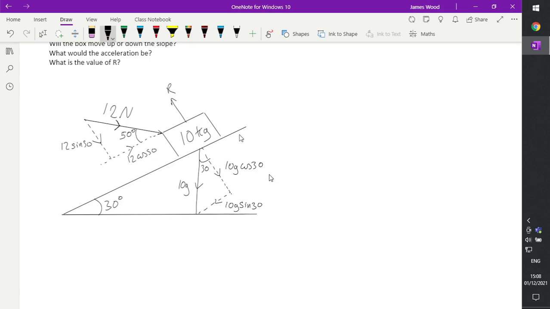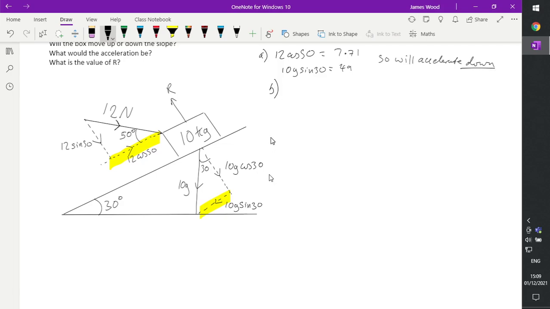Now, the first question is just which way is it going to accelerate? Is it going to go up the slope or is it going to go down the slope? So to work that out, I just need to compare this force here, which is pushing up, with this force here, which is pulling it down. So 12 cos 50 is 7.71. And 10g sine 30, that is 49. So this force here is 49 and that one's 7, so that's much bigger going down. So we know it's going to move down. So we'll accelerate down the slope. Okay.